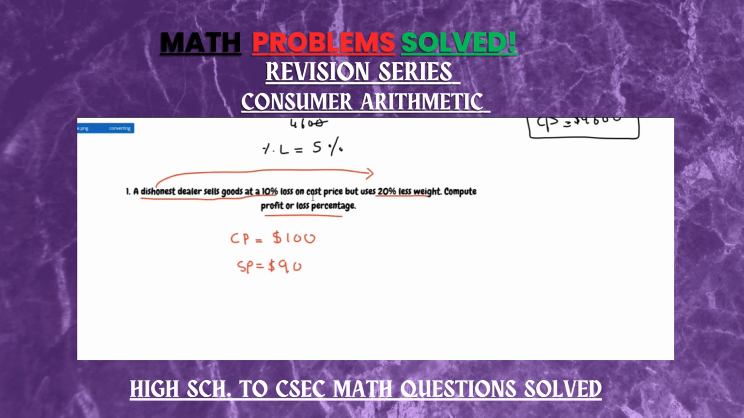But there is another factor. He uses 20% less weight, right? So how many units is he selling? We will consider that there are 100 units, but he is selling 20% less weight, so there will be just 80 units, right? So what happens here, in other words, is he is selling 80 units for $90, right?